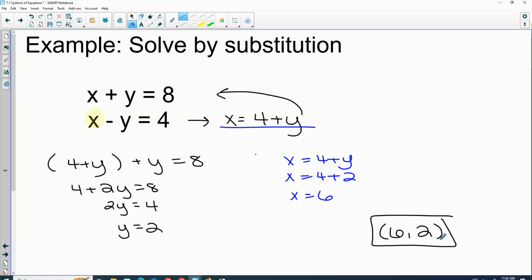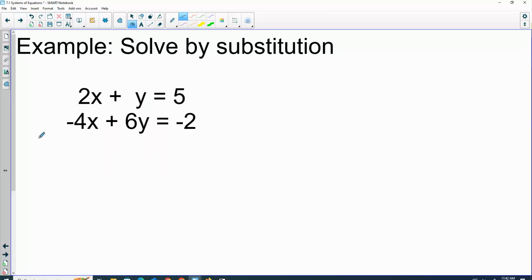Questions there? You can always check these. 6 plus 2 is 8, 6 minus 2 is 4. So we do get that solution. Let's try one more substitution.